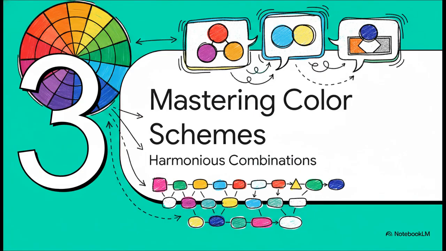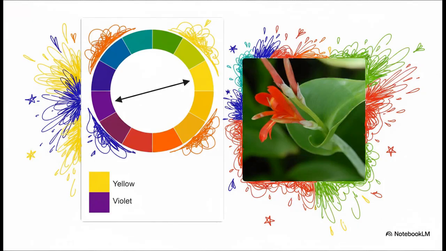Which brings us to Section 3, mastering color schemes. If individual colors are words, color schemes are structured sentences. Designers use specific combinations of colors from the wheel to achieve very specific visual goals. There are several ways to do this, like a triadic scheme using 3 evenly spaced colors. But let's look at the boldest one first, the complementary color scheme.